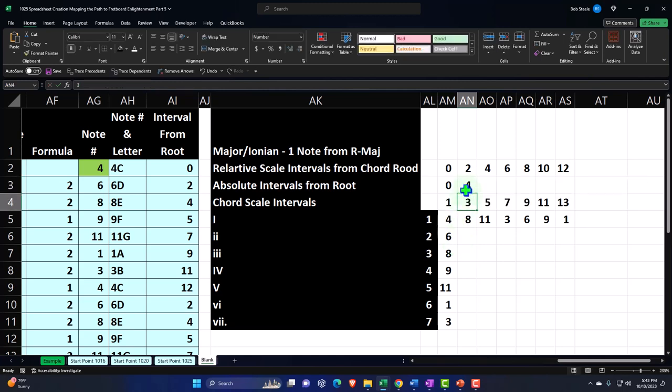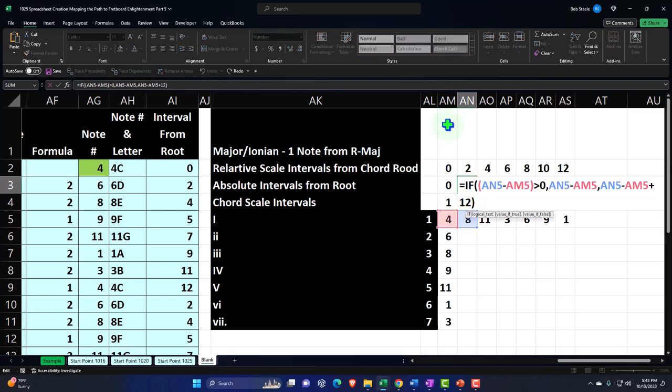The 4 looks correct. I'd like now to copy it to the right, but to do so, I want this number to move as I copy it, but not this number. So I need to make an absolute reference of this number, which is in column AM. So there's the AM column. I'm going to press F4 on the keyboard, making it absolute. Here's another one, AM, F4 on the keyboard, making it absolute. Here's another one, AM, F4 on the keyboard, dollar signs before the letters and numbers, and enter.